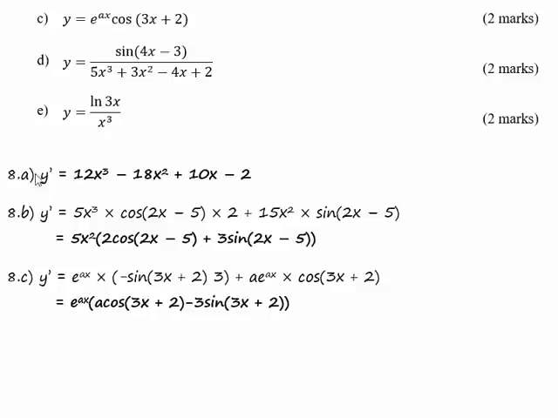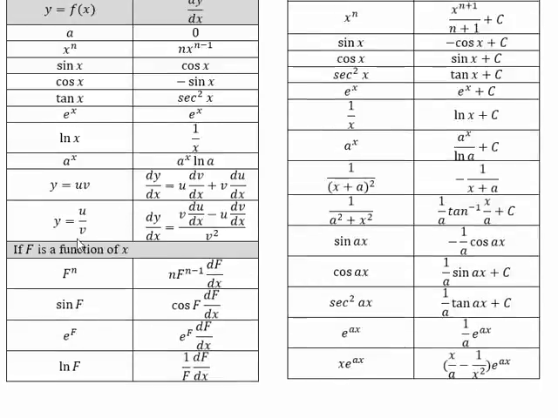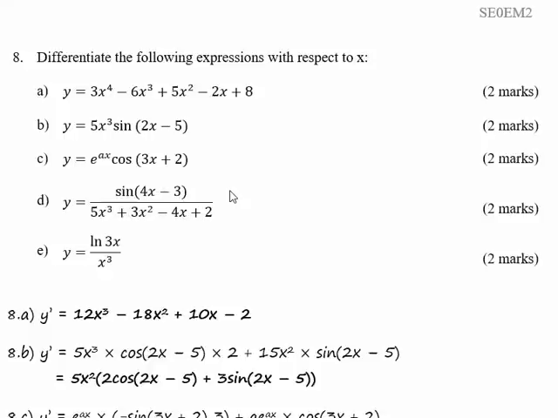Part D. This time we've got a quotient. So let's remind ourselves of the quotient rule. y equals u over v, and dy dx equals v du dx minus u dv dx over v squared. u equals sine 4x minus 3, v equals 5x cubed plus 3x squared minus 4x plus 2.